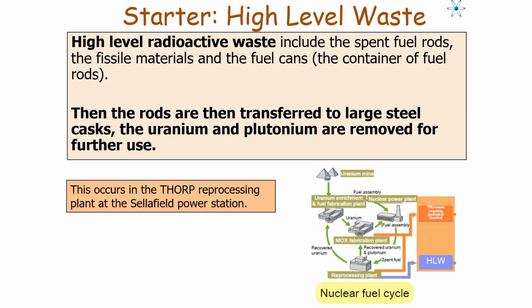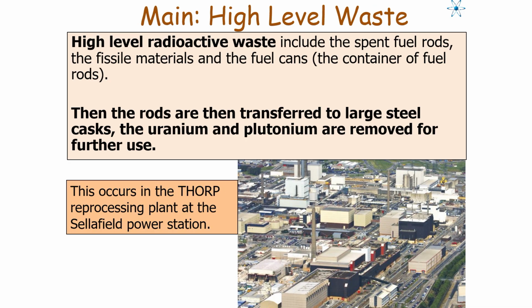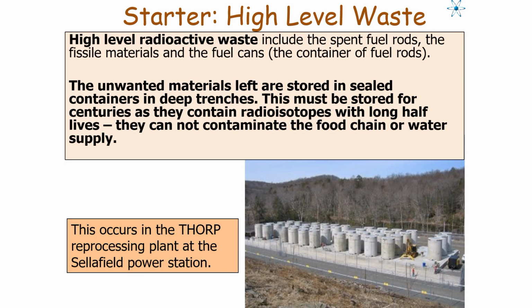Now, in the UK, this occurs in the Thorp reprocessing plant found at the Sellafield power station. Now, it's important to note that the name of taking the unused uranium and recycling it for another fission process is called reprocessing. So you can see here our reprocessing plant. After reprocessing, the unwanted materials are then stored in sealed containers in deep trenches, and this must be stored for centuries because they contain radioisotopes with long half-lives, so they can't contaminate the food chain or the water supply.